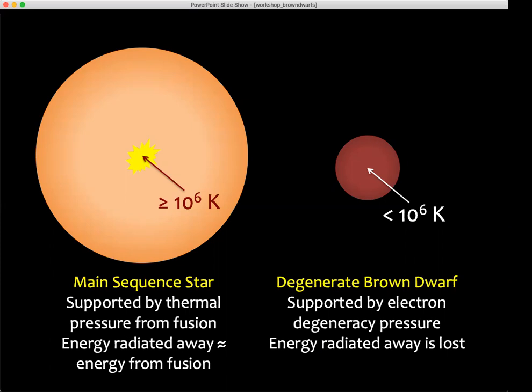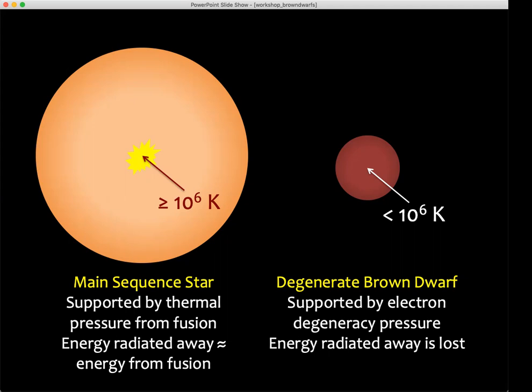Whereas these brown dwarfs never get hot enough in their cores to start fusion, so they're less than 1 million degrees Kelvin. They are physically in balance, right? This electron density pressure prevents it from collapsing from gravity. So they're structurally constant, roughly, but they're still radiating energy away, but they're not making up for that energy from fusion. So these things are not in thermal balance.